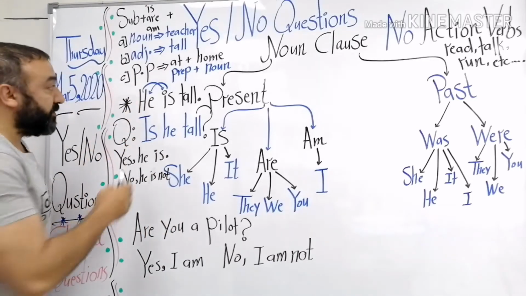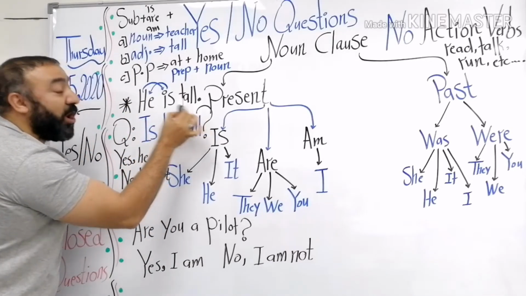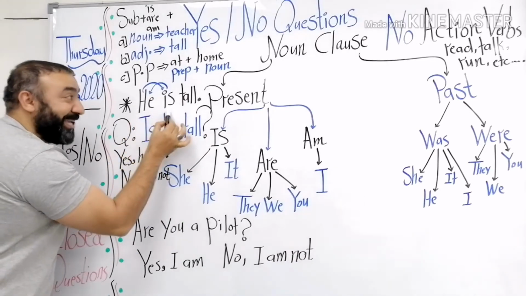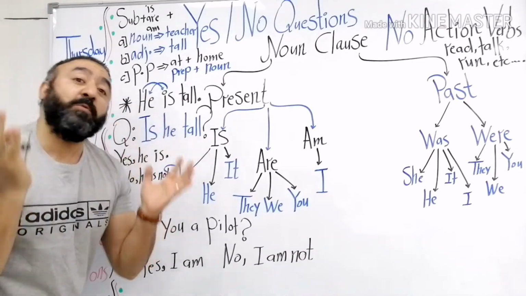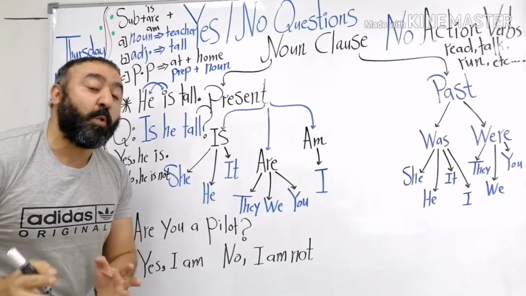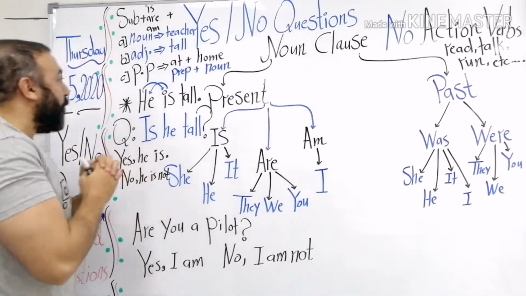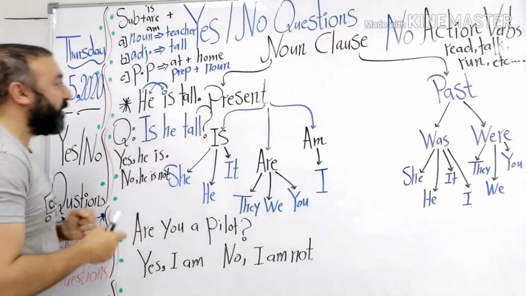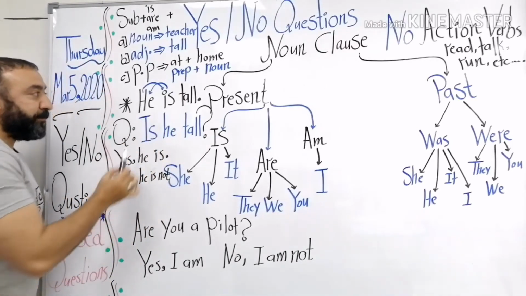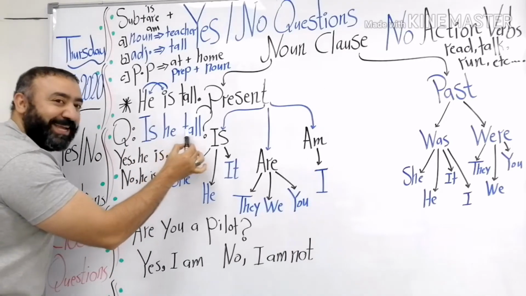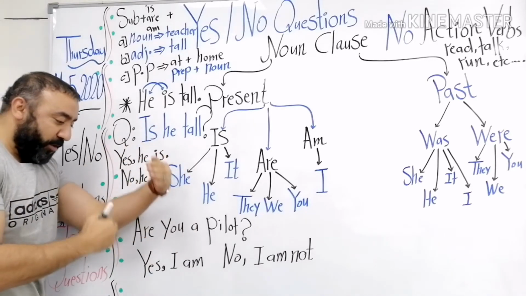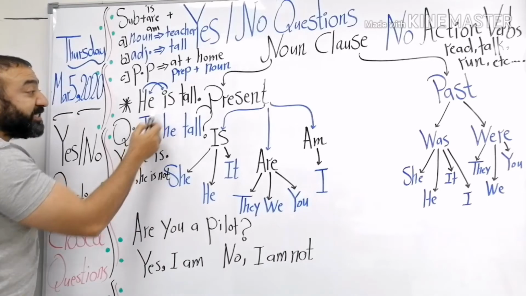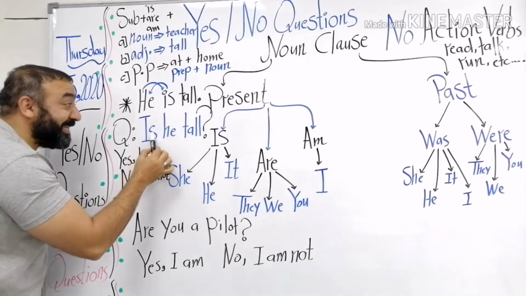Look at this sentence. He is tall. Now, this is what? Noun clause. How can we make a yes/no question out of it? We can make a yes or no question out of it like this. When I say, is he tall? So I have just to switch the linking verb with the subject. Is he tall?